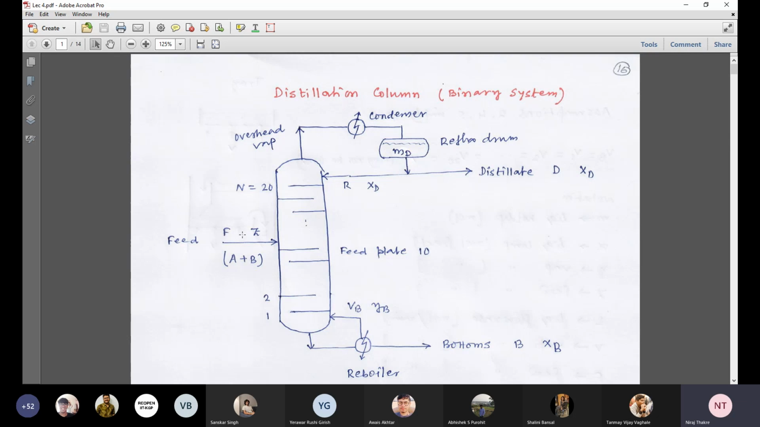Now I told you previously that this feed may be of 5 different types. I think you noted this. First, it may be subcooled liquid. Second, saturated liquid. Third, a liquid vapor mixture, like 20% liquid and 80% vapor, or 50% liquid and 50% vapor. Fourth is saturated vapor, and fifth is superheated vapor. There are 5 different types of feed, and the fractionation depends on that.